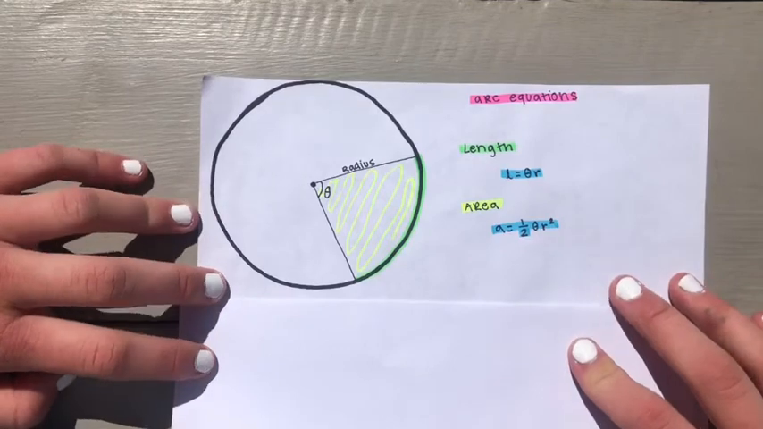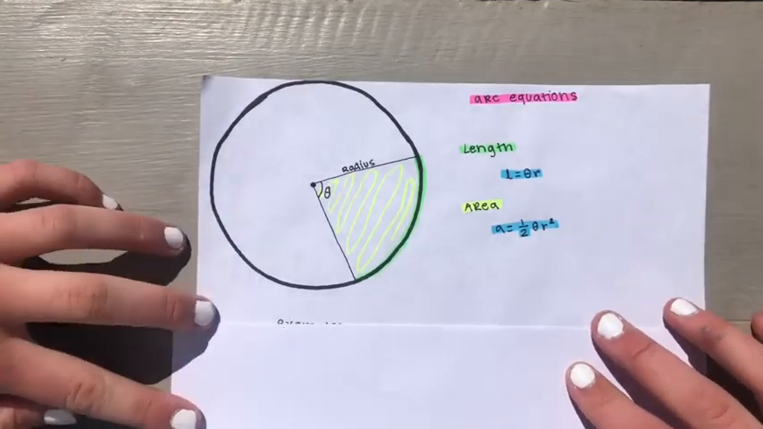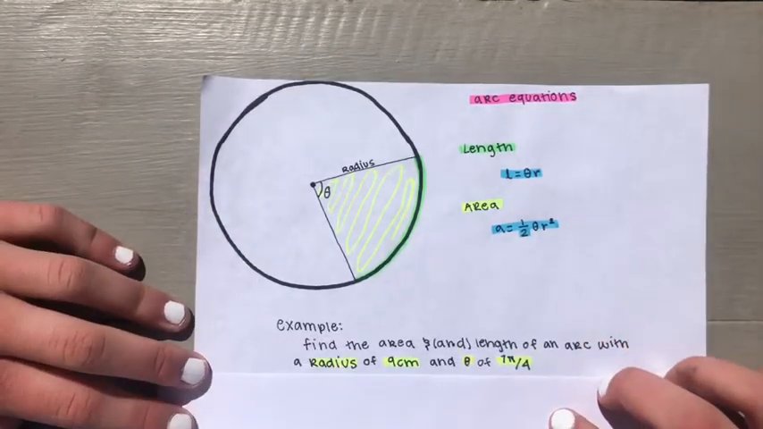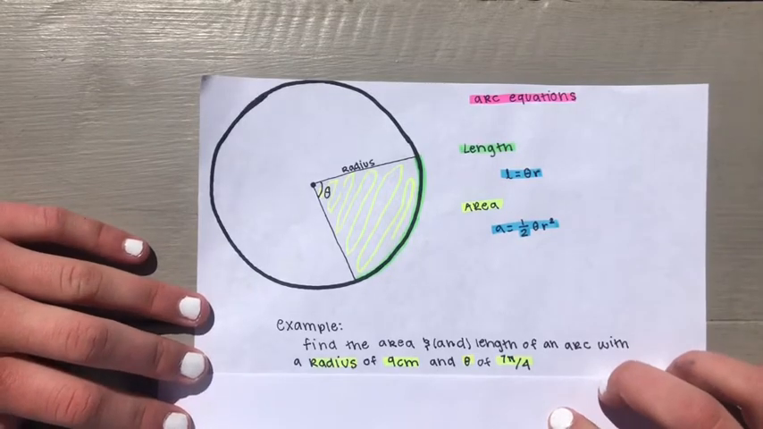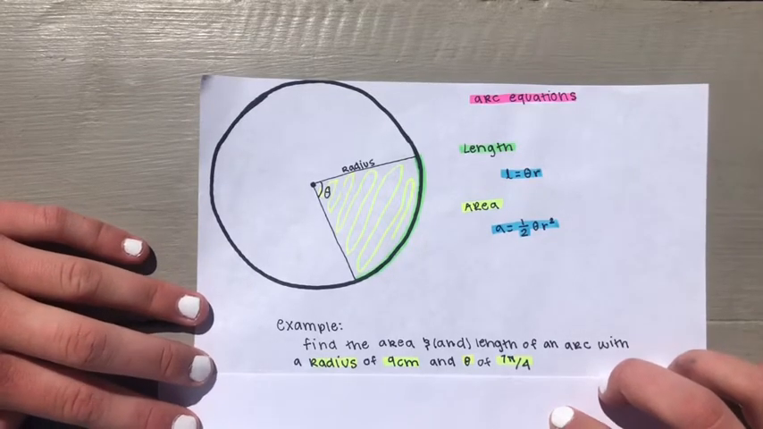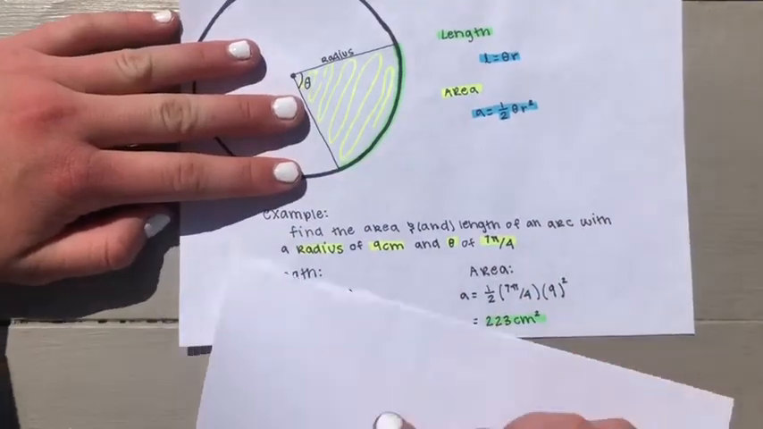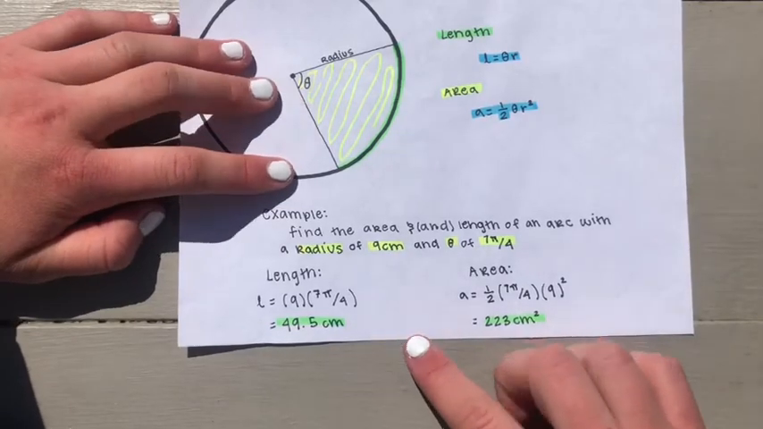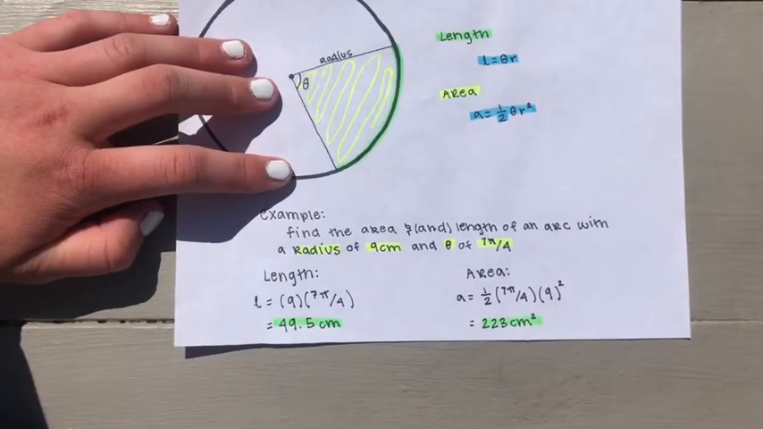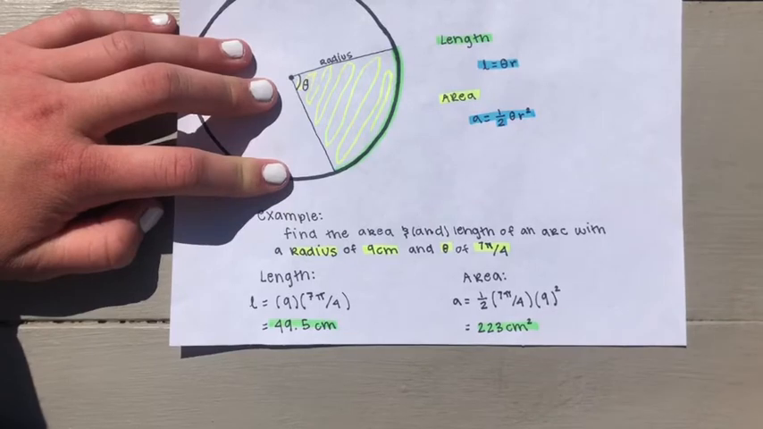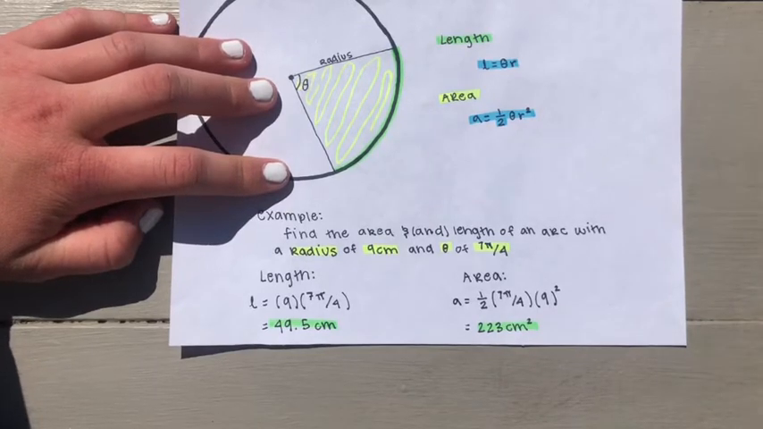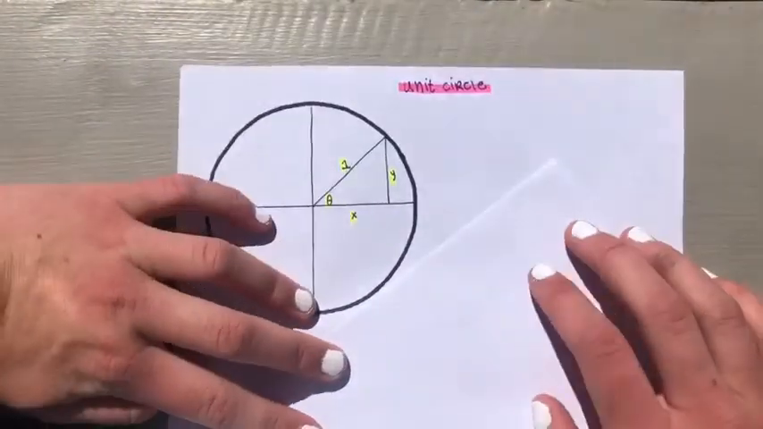To practice using these equations, try to answer this question. Find the area and length of an arc with a radius of 9 centimeters and an angle of 7 pi over 4. To find length, we do 9 times 7 pi over 4, which is equal to 49.5 centimeters. And to find the area, we do 1/2 times 7 pi over 4 times 9 squared, which is equal to 223 centimeters squared. Now we're going to move back to the unit circle.